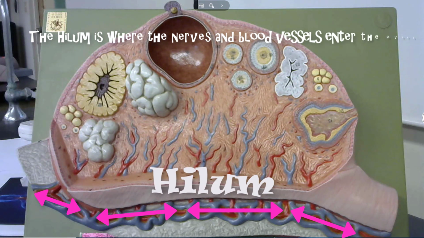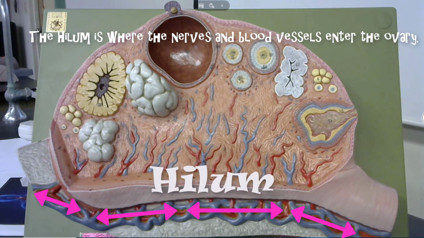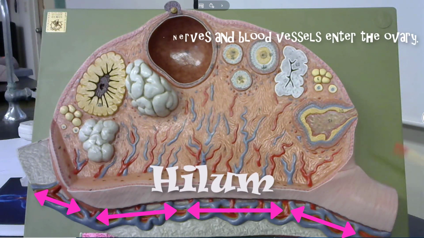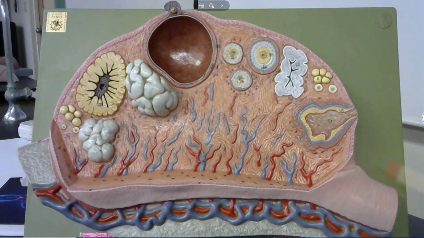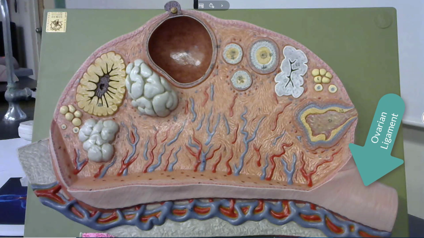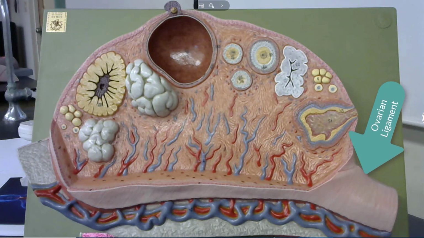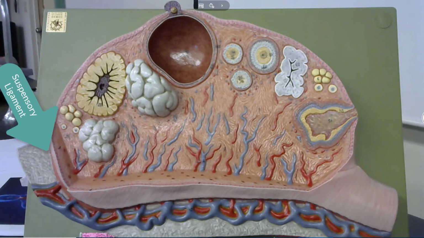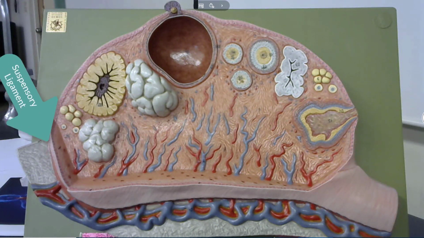The hilum is the location at which the nerves and blood vessels will enter the ovary. The ovaries lie on either side of the uterus and are attached to the uterus via the ovarian ligament. The ovaries are attached to the wall of the body via the suspensory ligament.